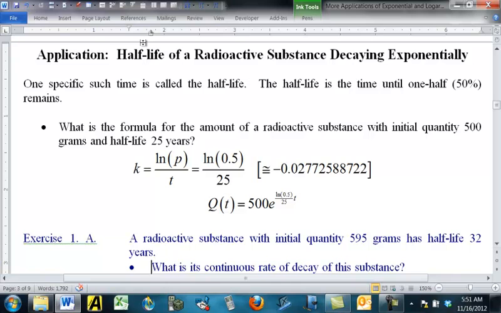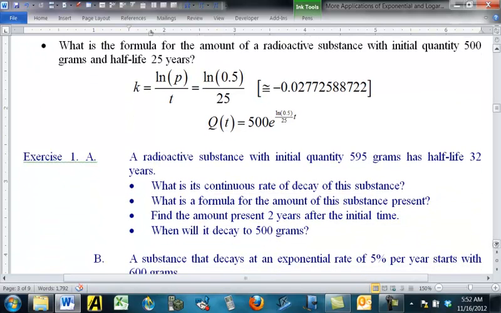Okay, and so we write down the formula: initial quantity, 500, e to the power natural log of 0.5 over 25 times T. And of course that natural log of 0.5 over 25, K, is approximately negative 0.0277. So in other words, about a little under 3% per year compounded continuously. Once you have that formula, then you can do all kinds of different things with that. You can graph it, you can put in a T value and find a Q value, you can put in a Q and find a T, and so forth.